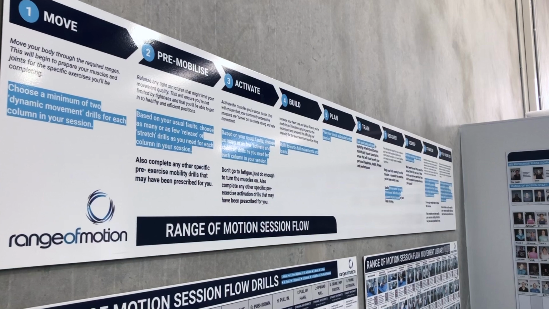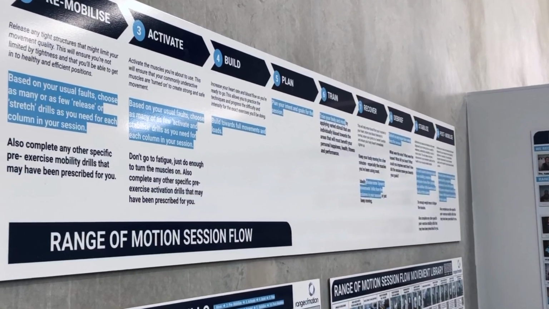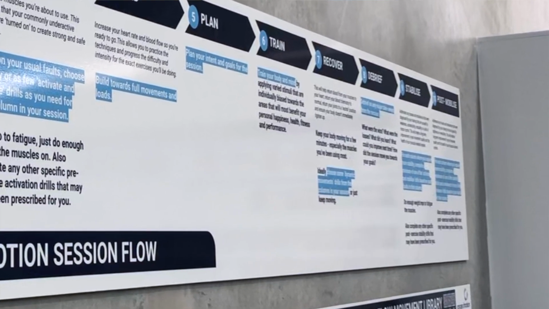During each session of Range of Motion, you'll progress through the Range of Motion session flow. This is a series of steps that we've designed to maximize the benefit you're able to get out of every training session that you do, while of course at the same time keeping your musculoskeletal system healthy. Our session flow poster will guide you through this process.